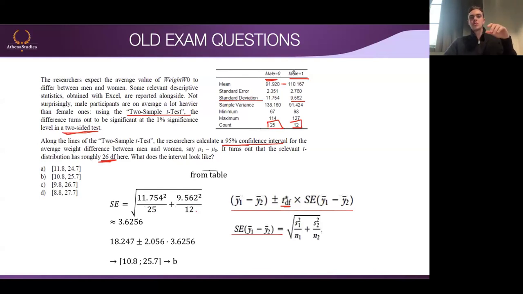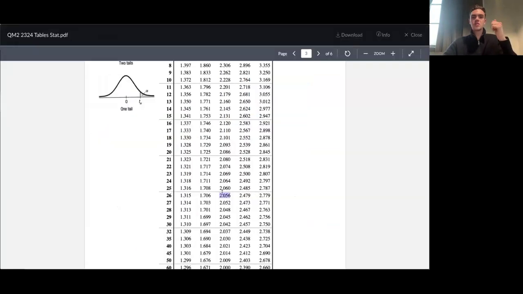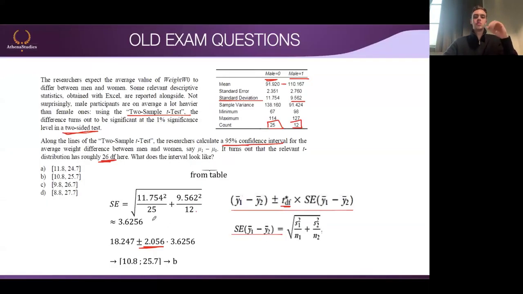And then once you plug in all the numbers, so 110.167 minus 91.92, which is 18.247, plus or minus, to have both sides, the upper and the lower side of the confidence interval, 2.056, the t-score we just found previously, multiplied by 3.6256, the standard error that we calculated a few seconds ago. And once again, if you plug this into a calculator and you do 18.247 minus that, you get 10.8 roughly. And if you do plus that, you get 25.7. And thus the answer is B.